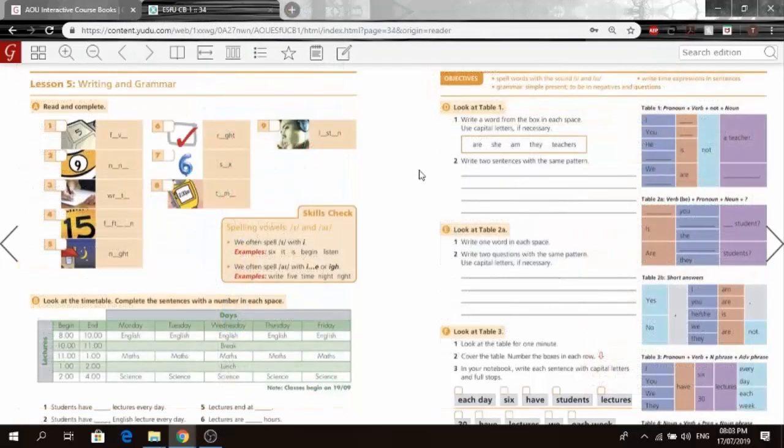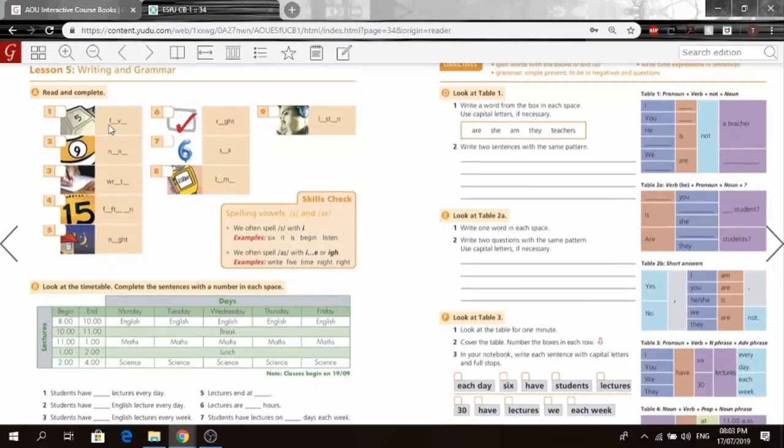Okay guys, so now moving on to the final lesson of Unit 2 here, writing and grammar, and this is probably going to be a bit longer, so stay focused. It's really simple and it'll help you, okay? So let's get right into it. So exercise A, read and complete. This is just simple spelling.